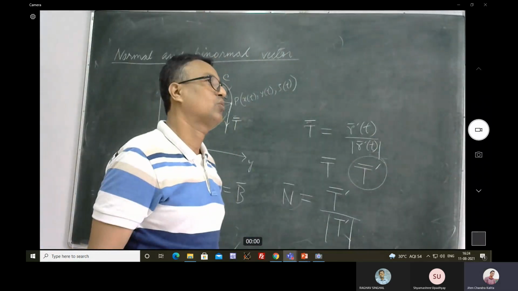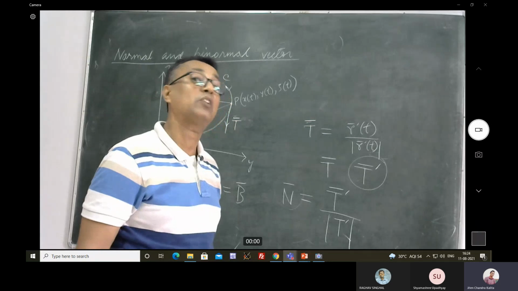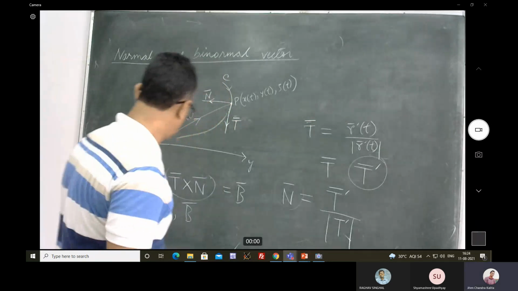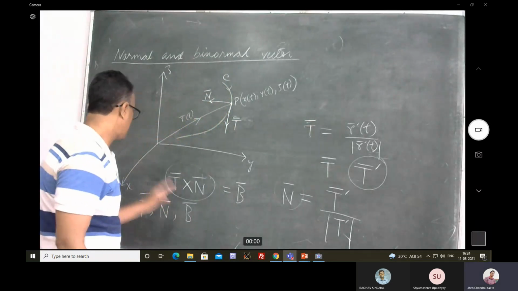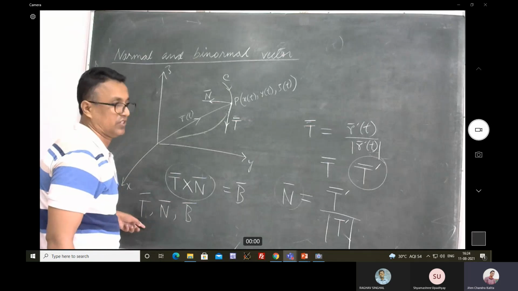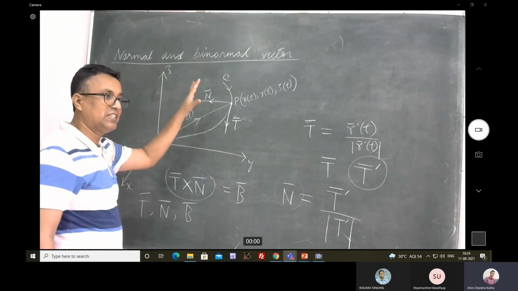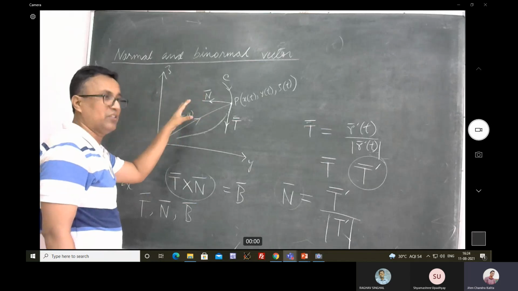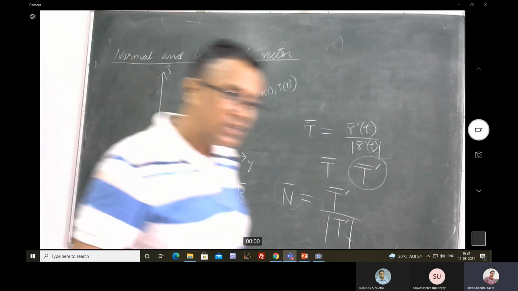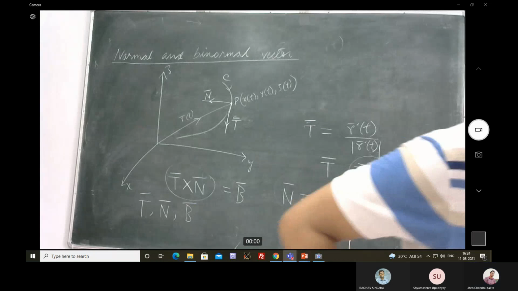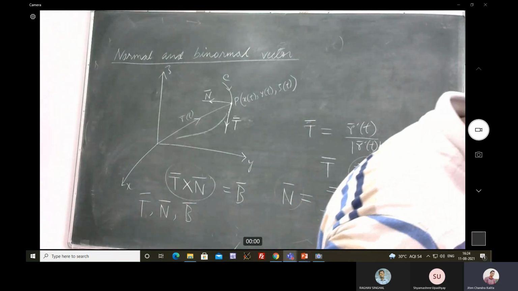They form some kind of coordinate system. You can consider a local coordinate system by considering three axes along these three directions. So this is about the tangent, normal, and binormal. Let us see whether we can do some exercise or not.